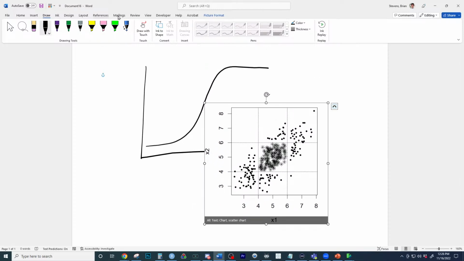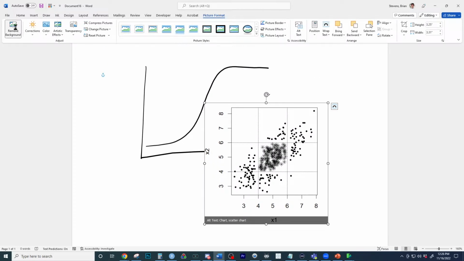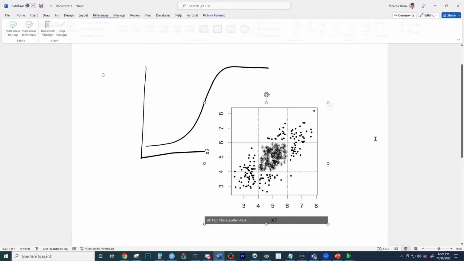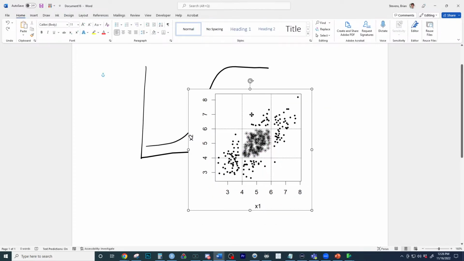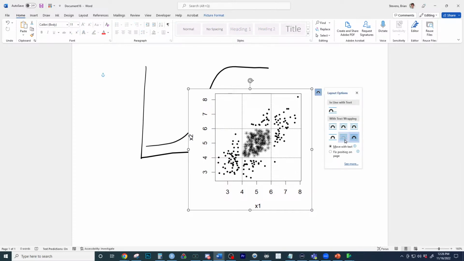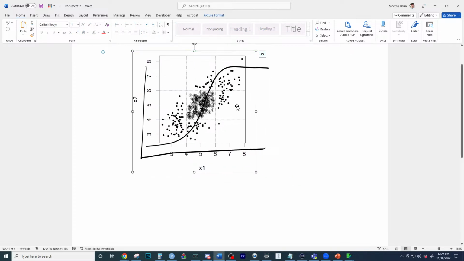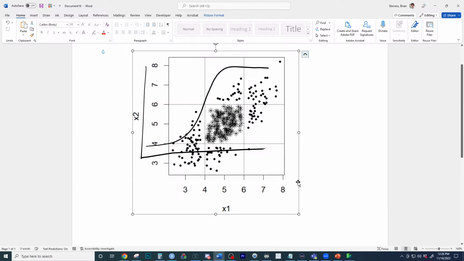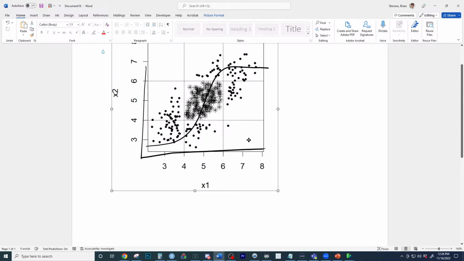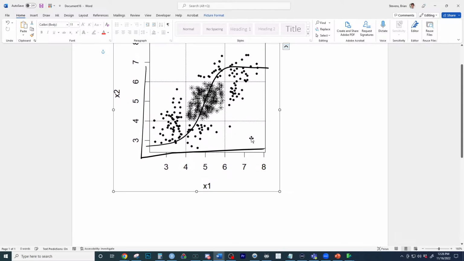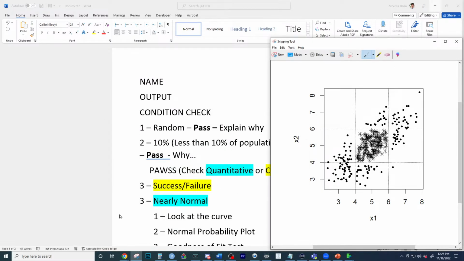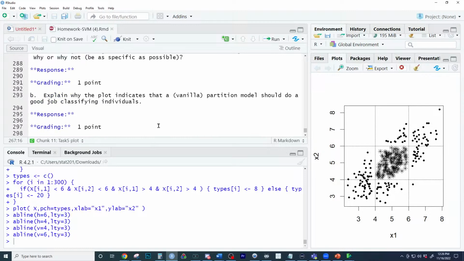Oh, we don't want that. Maybe go behind. There we go. Yeah, so the sigmoidal, trying to describe this with the sigmoidal, really not going to help out much. It's really not going to work. So that's what they're getting at right there with that. Kind of answers it. Explain why the plot indicates that a vanilla partition model should do a good job.